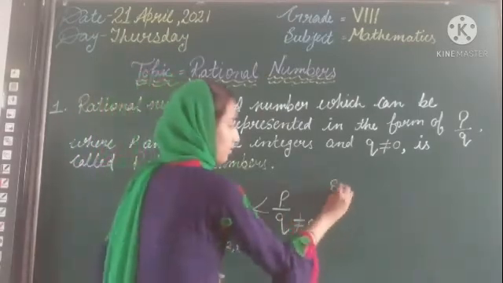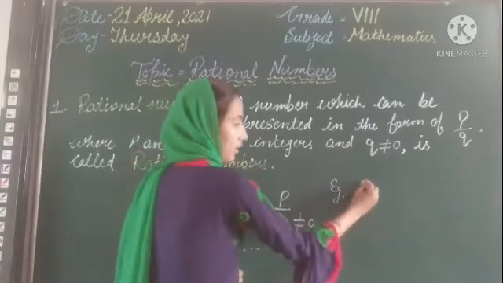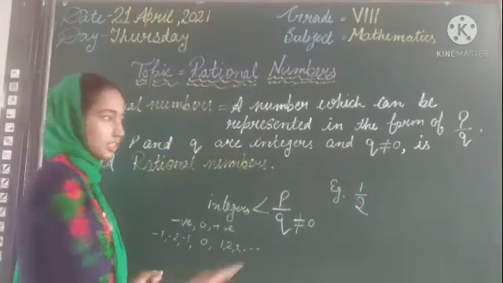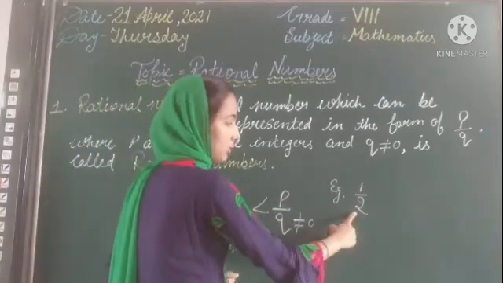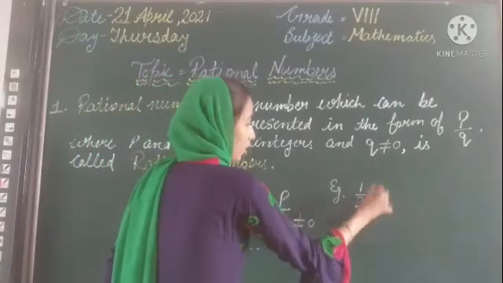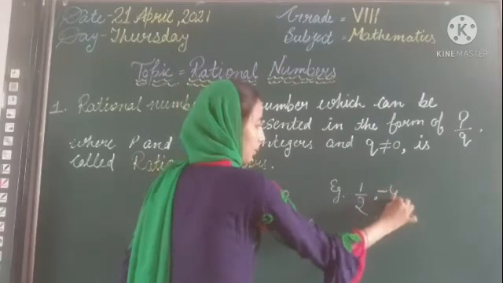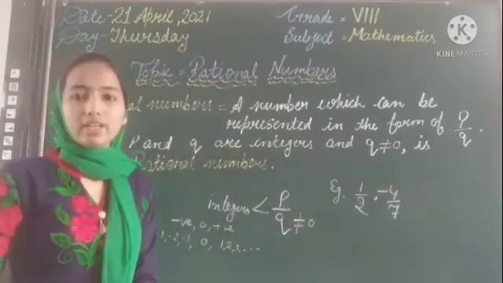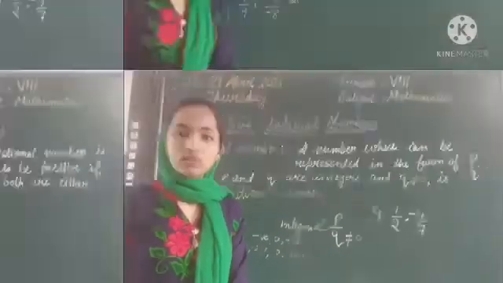For example, we can write an example of a rational number like 1 over 2. Here 1 and 2 both are integers. These are positive integers. So this is an example of a rational number. Also you can write one more example, minus 4 over 7. This is also an example of rational numbers. Is it clear to all of you?